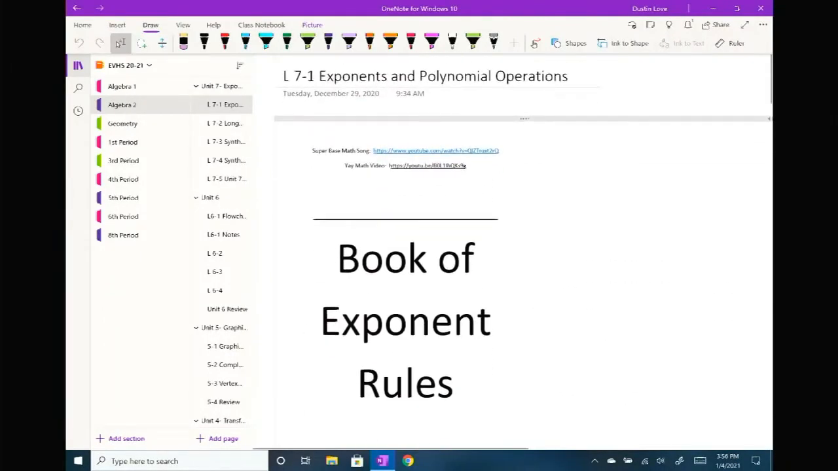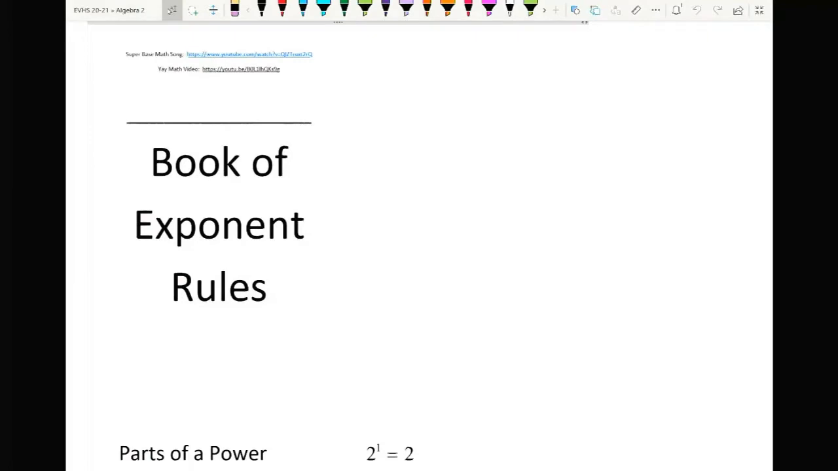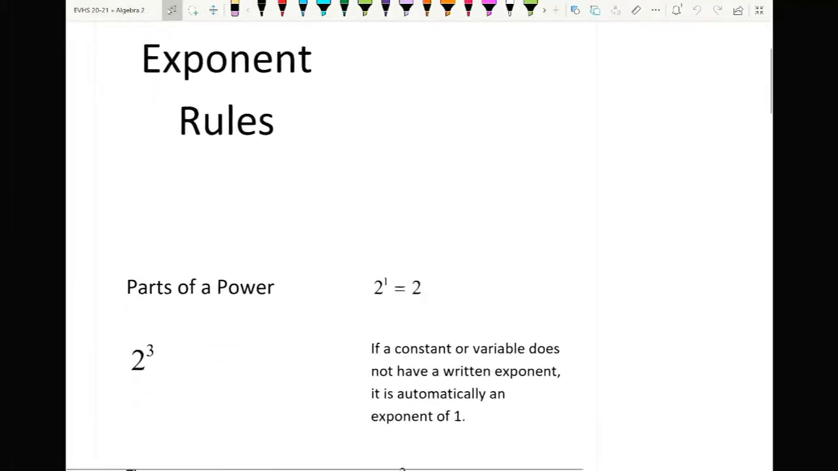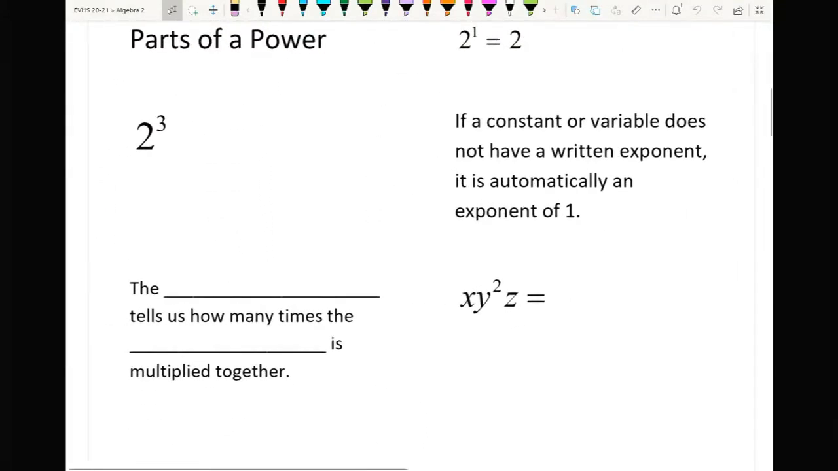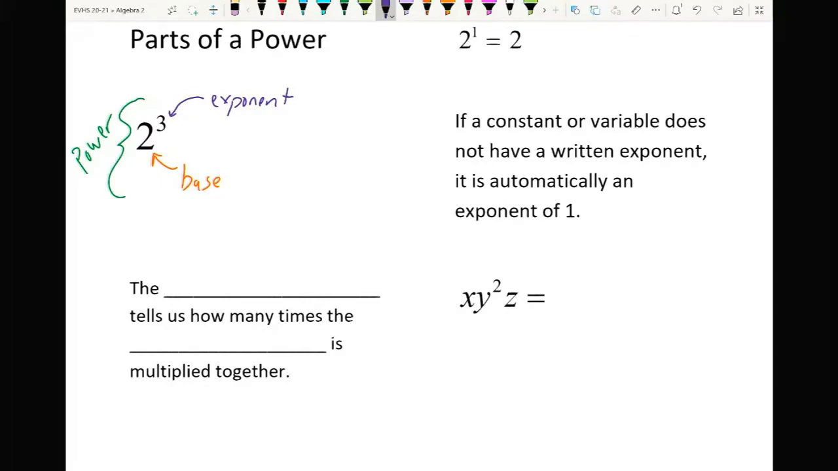All right. So we're covering all of our exponent rules. Now, what we're going to do first on our parts of a power, here's what you need to know. The entire thing is what we call the power. That's everything together. This part down here is called the base, and this one up here is the exponent. So whenever we talk about a power, it's a combination of both a base and an exponent.